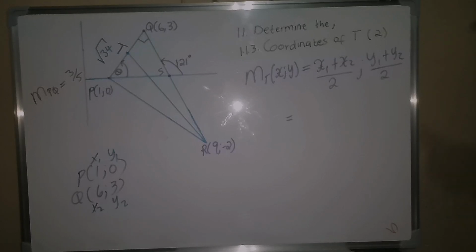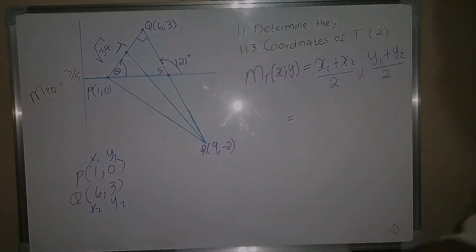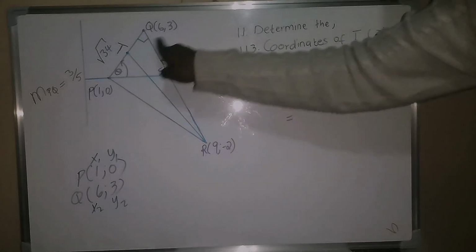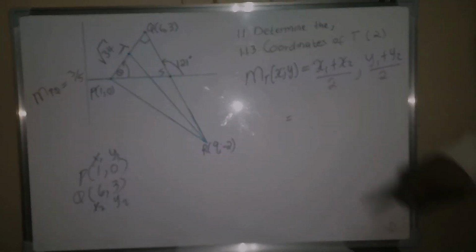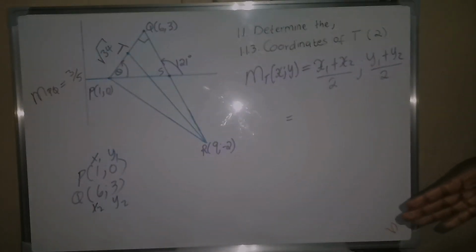Now, since we want the midpoint of PQ, we're going to use the coordinates of P and Q to find our midpoint, which is point T. Again, you need to label your coordinates P and Q properly, accordingly: x1, x2, y1, y2.